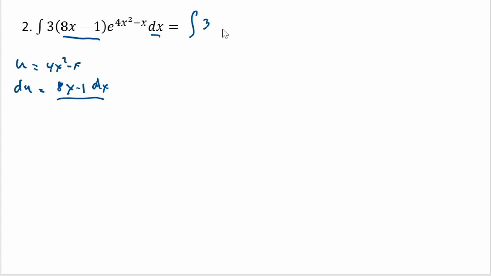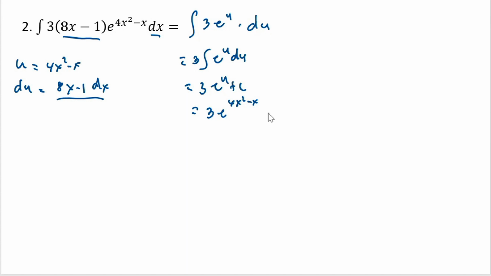So I can write now 3 times e raised to u times (8x minus 1) dx, which is equivalent to du. Writing 3 as the constant multiplier, we have 3 times the integral of e raised to u du. Taking the integral, we have 3 e raised to u plus a constant, and that is 3 times e raised to 4x squared minus x plus a constant.